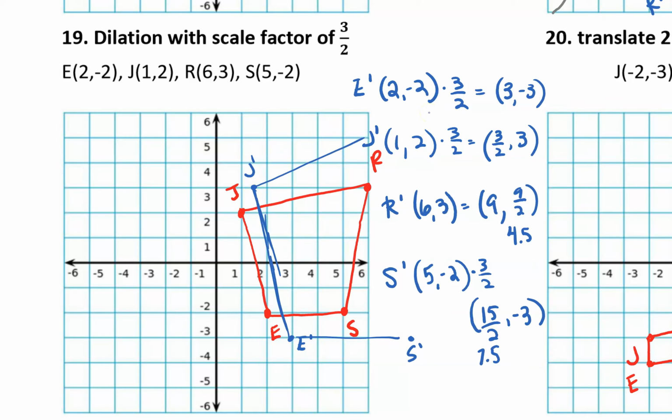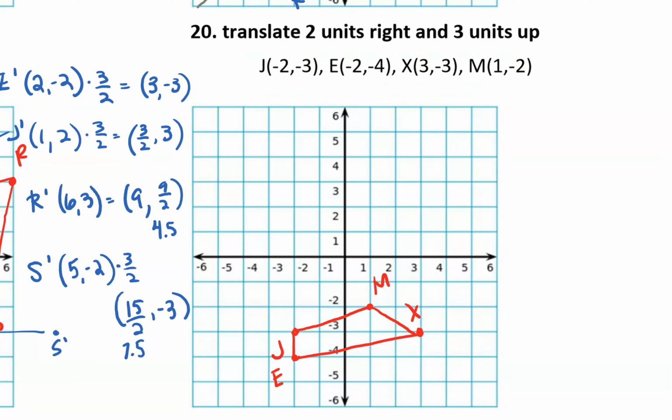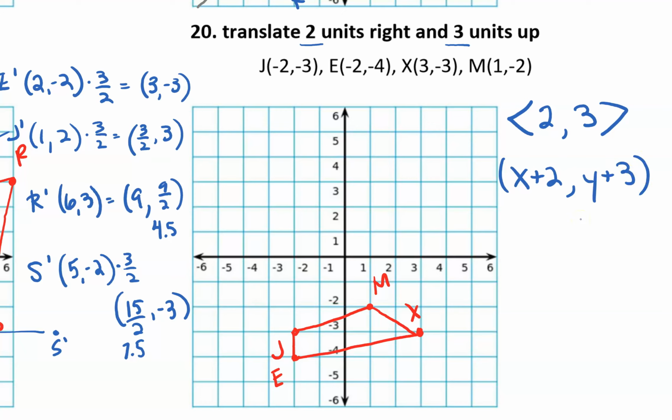Translation is probably the easiest. We just move it like the rule says. So 2 units right, 3 units up. You may see a rule like that saying +2 +3. That would be your vector rule. You may see x + 2, y + 3, or just written out like that.